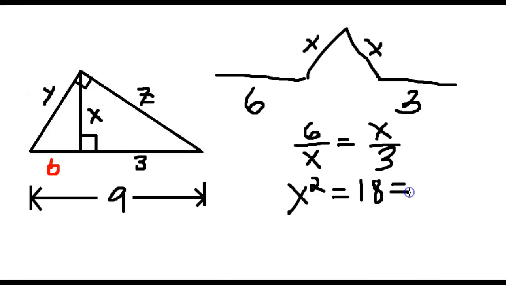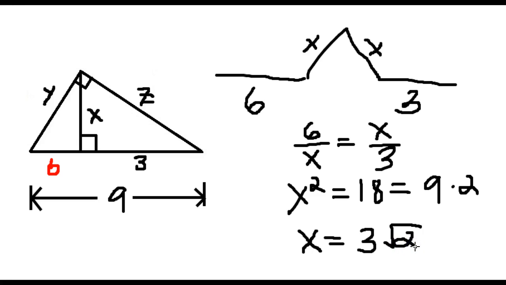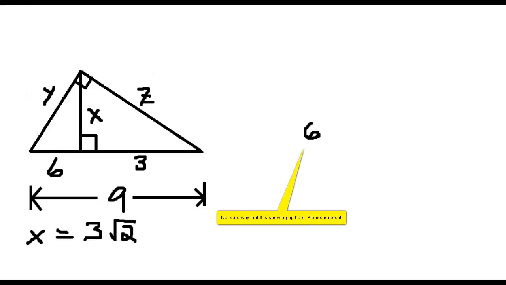But then we can factor that into a perfect square and another number. 18 is equal to 9 times 2. And if we simplify that by taking the square root, we realize that we have x is equal to 3 times the square root of 2. So we've solved one part of this right triangle. And so now for the next part.